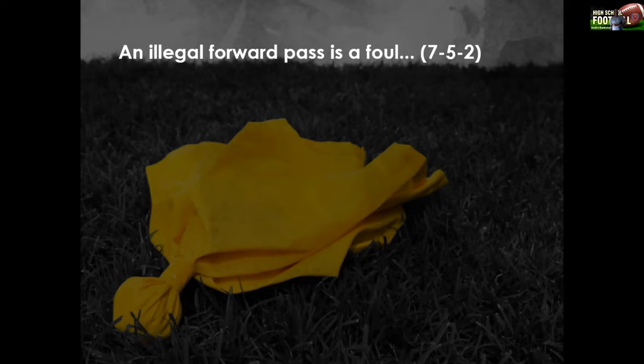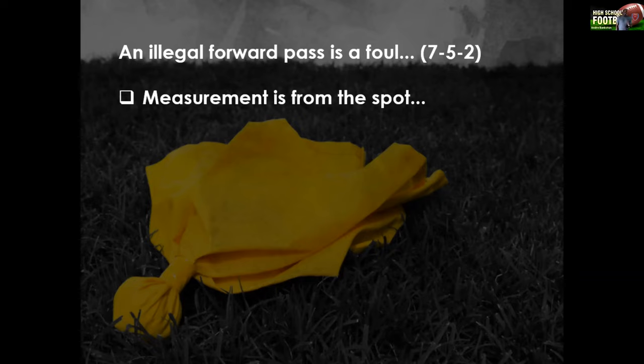All right, so an illegal forward pass is a foul. The measurement is from the spot, so it's a spot foul. In other words, if I go back 10 yards and I throw intentional grounding, it's not the NFL, guys. The spot of where I threw it is a spot foul, and I get to mark off the penalty from that spot. So it'll be another 5 yards. It'll be a 15-yard penalty, because wherever I threw it, that's the measurement spot. Obviously, if I cross the line of scrimmage and I throw it, it's going to be where I threw it. But even behind the line of scrimmage, where you throw it is where it's measured from.